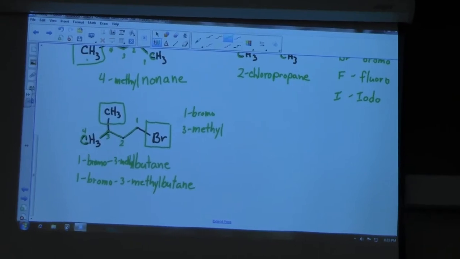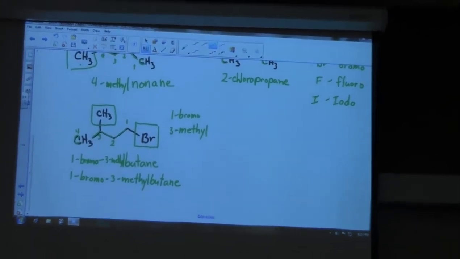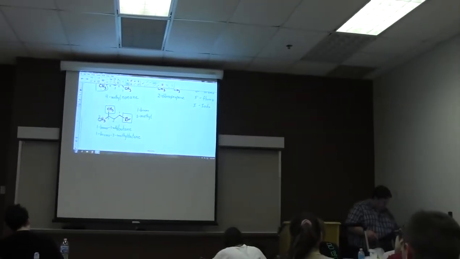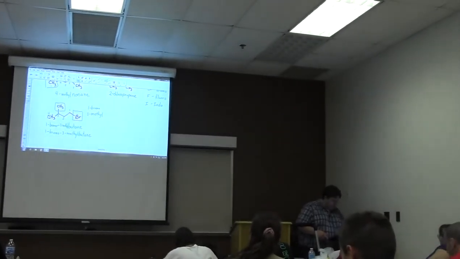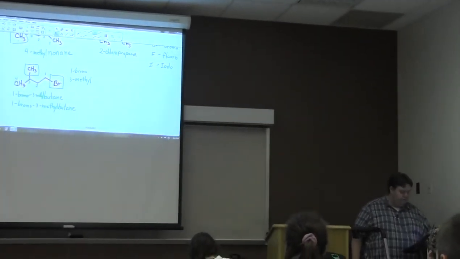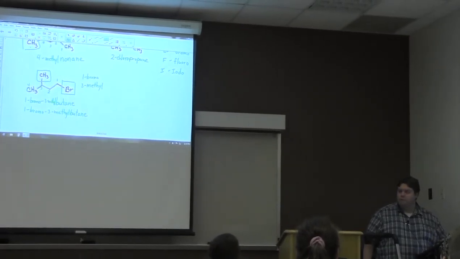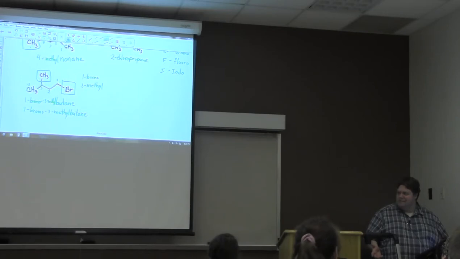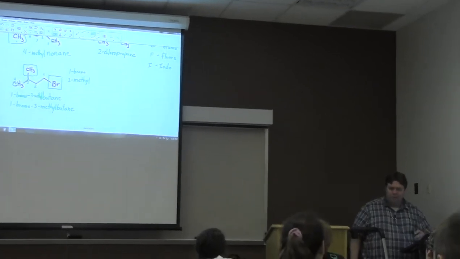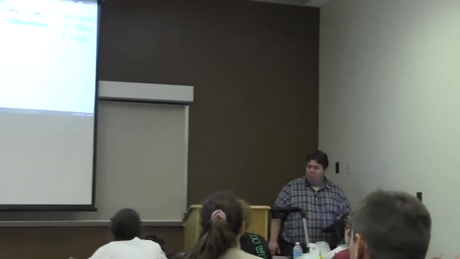Okay. Now let's have some more fun with this. By looking at this structure, you might be under the false assumption that the reason we put bromo before methyl was because bromine had the lower number. It's 1-bromo, 3-methyl. That kind of makes sense. The problem is it's not numerical order, it's alphabetical order that matters.